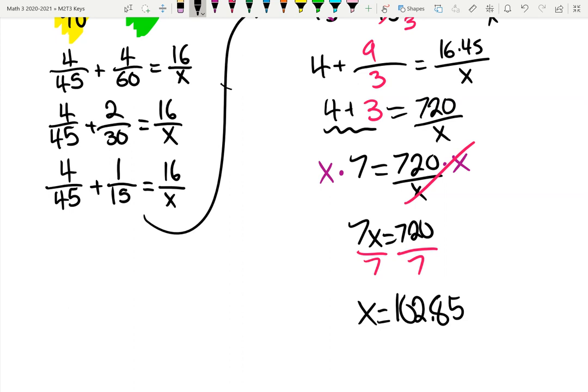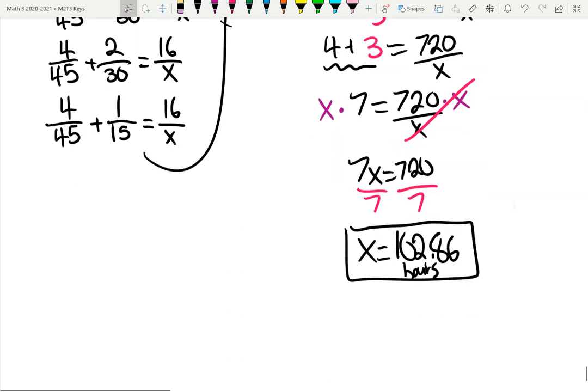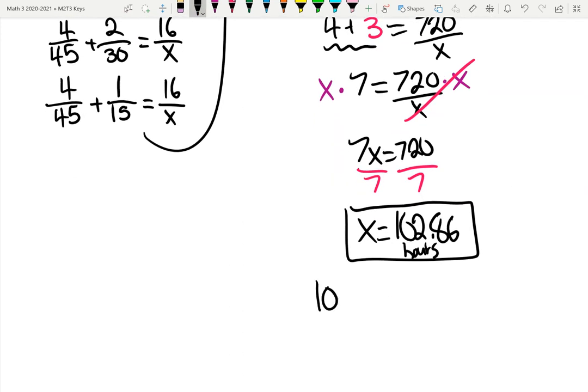102.857 hours. Now, I ended there. I can technically round up if I want to get 102.86. You can be done here. However, if you wanted a more accurate picture, this is in hours, and you have to remember the decimal is just a fraction. 102 and 86 out of 100.